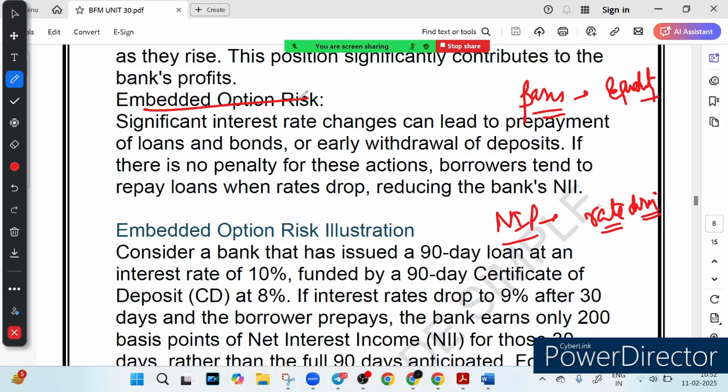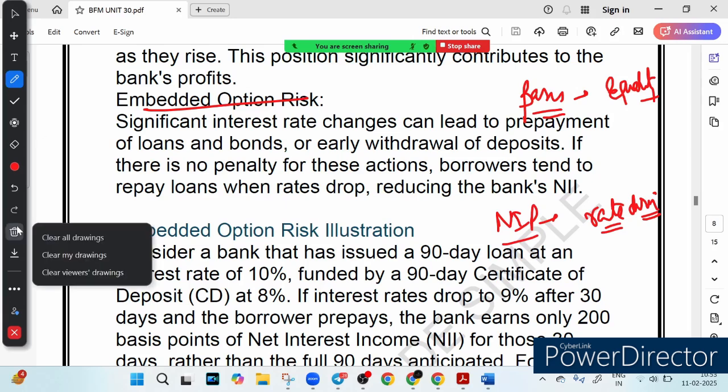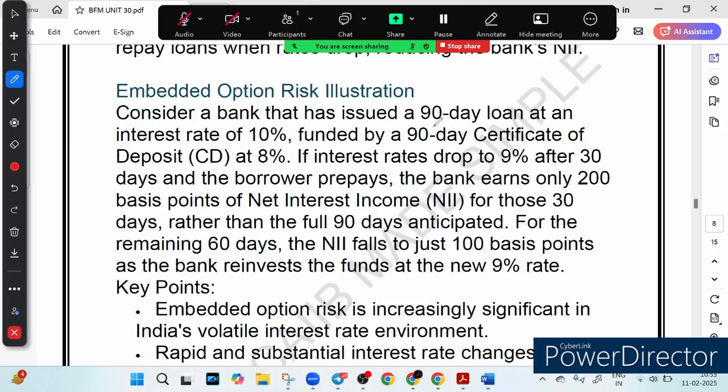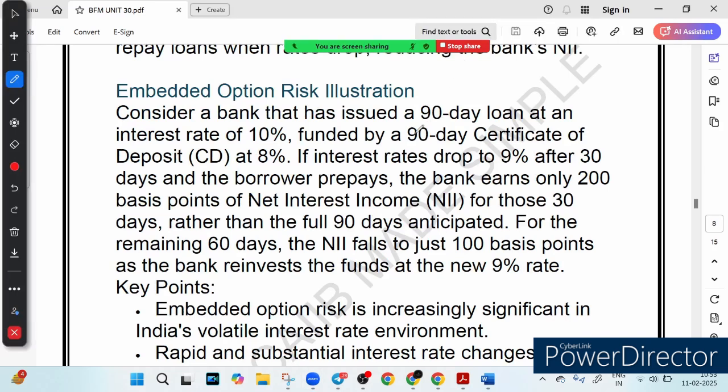Now let me give you one example of this embedded option risk. Imagine you rent out your house for 3 months at a fixed rent. But just after 1 month, the tenant decides to leave early. Now you have to find a new tenant, but the market rent has dropped. You expected a steady income, but your earning just took a hit.